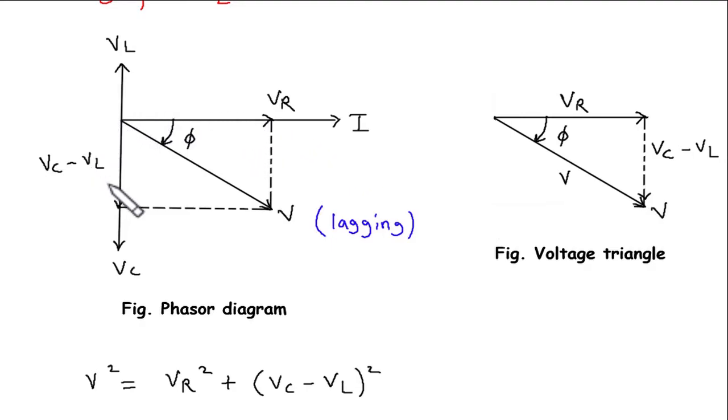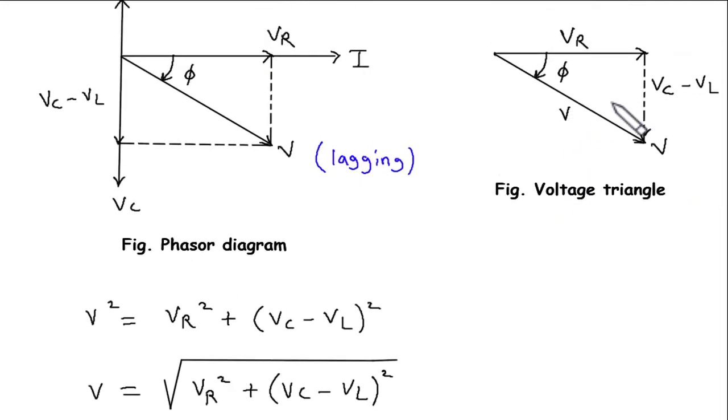Now from this we can draw the voltage triangle. So this value will be equal to VC minus VL. This value will be equal to this value. So here we can see this is VR, so VR as it is. This is the applied voltage V, so this V as it is, and this will be VC minus VL. Now if we apply Pythagoras theorem here, this will be the hypotenuse. So hypotenuse square is equal to VR square plus VC minus VL square.